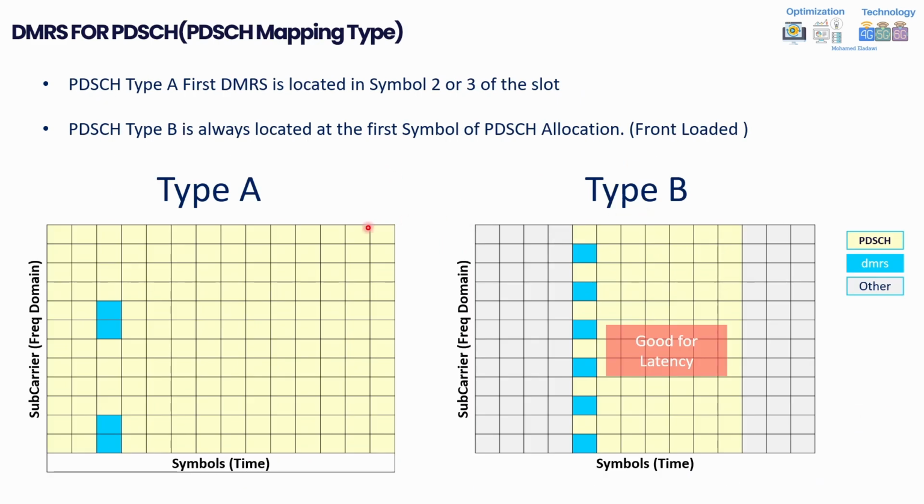So now let's speak about the BDCH mapping type. As we mentioned before, we have type A and type B, and this is more controlling the time domain resource allocation, when the user will start using the DMRS. As I mentioned before, type A can be located at symbol 2 or 3 of the slot. So for example, here this is located at symbol 2, which is 0, 1, 2, and can also be at symbol 3. While type B is called front loaded because it is always located at the first symbol of the BDCH allocation.